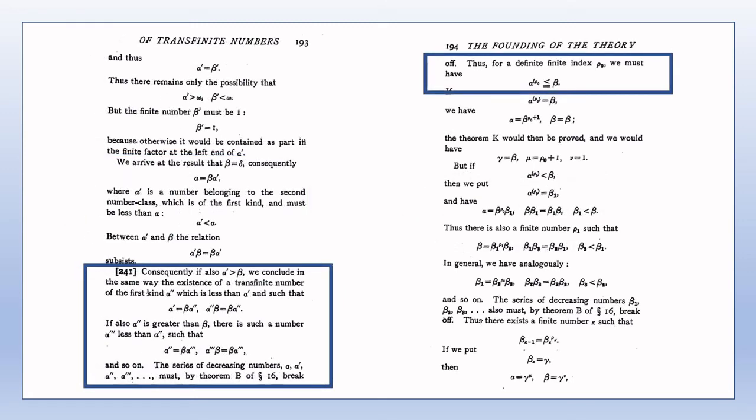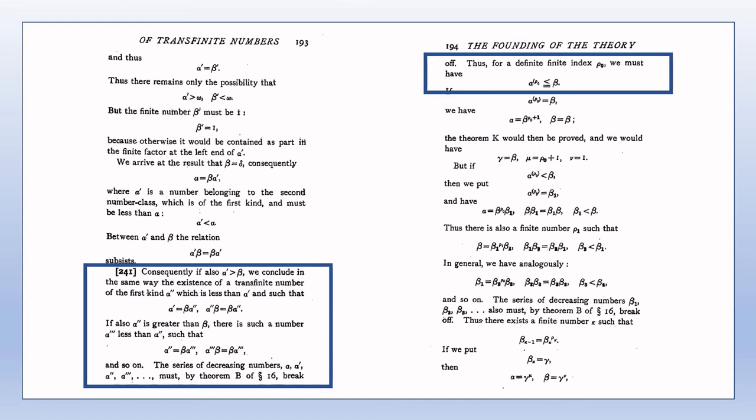Since alpha equals beta alpha primed, then from Theorem H from section 14 we can conclude that alpha primed is less than or equal to beta alpha primed, which equals alpha, and hence alpha primed is less than or equal to alpha, but Cantor states that alpha primed is less than alpha. This is because we also have that alpha primed beta is equal to beta alpha primed, and so also by Theorem H of section 14 we have alpha primed is less than alpha primed beta, which equals alpha, and hence alpha primed is less than alpha, as required.